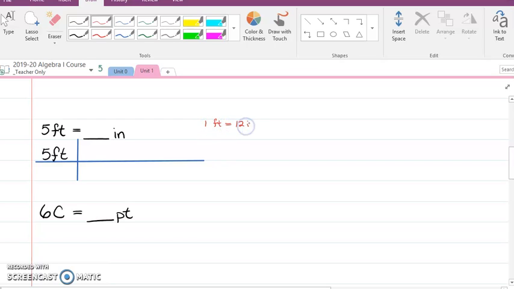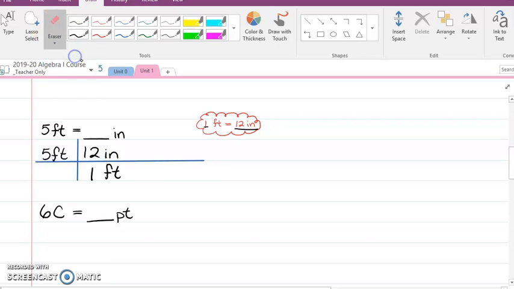is 12 inches. Now, I want to take this conversion factor and put it into my dimensional analysis chart in a way that the feet will cancel out. If you recall from grade school, when you want to cancel things out, they cancel from top to bottom when you're trying to reduce a fraction, for instance. So I need to put the feet on the bottom. How many feet? 1 foot. And on the top, I will put 12 inches.